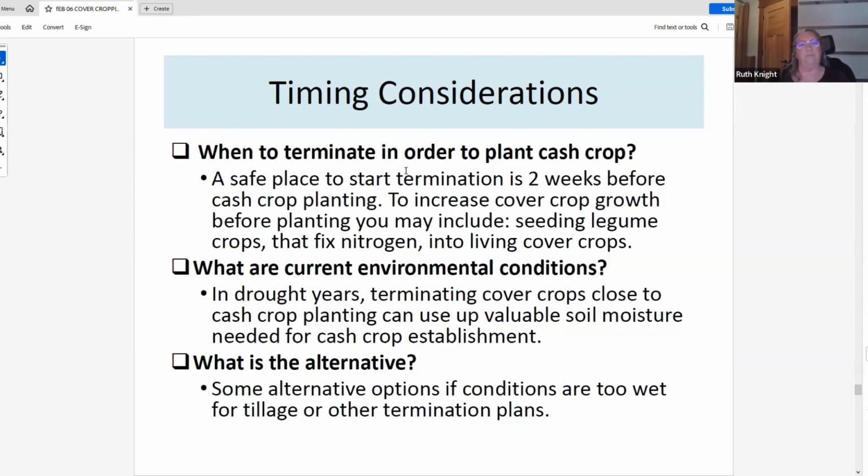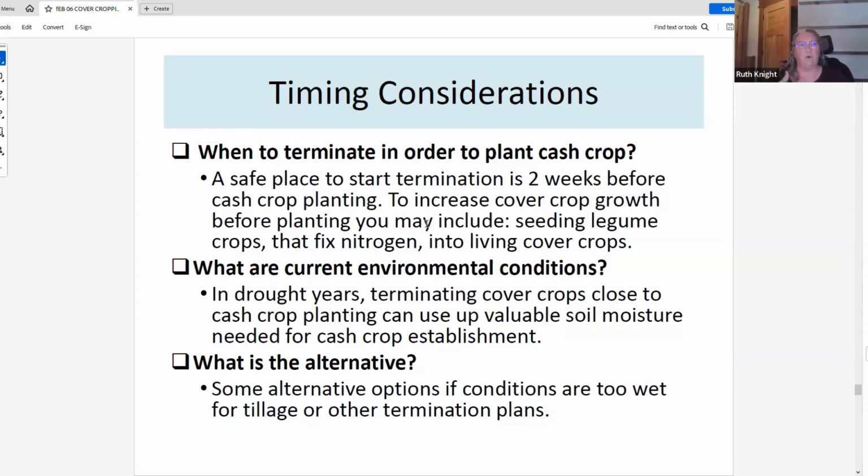And you can also do some adjustments in terms of seeding legume crops into your living cover crop, and that's common in winter cereals, putting in clovers or alfalfa perhaps. Very dependent upon your context, of course, and what your environmental conditions are.